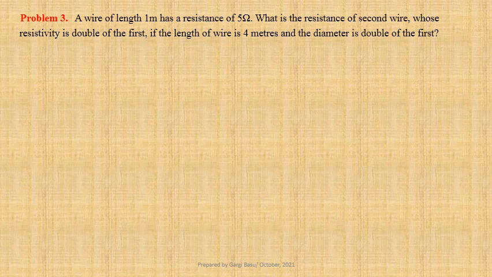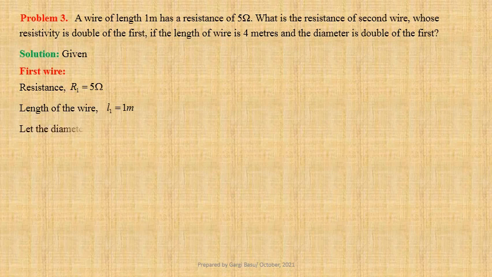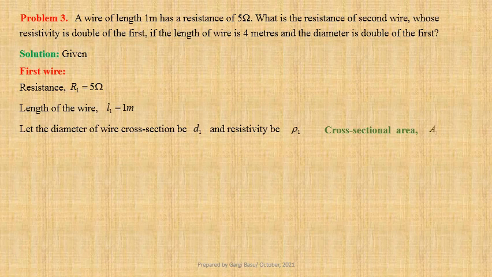Let us first write down the given data. For first wire, resistance R1 equals 5 ohm. Length of the wire L1 equals 1 meter. Let the diameter of wire cross section be D1 and resistivity be rho 1. Now, cross-sectional area of the first wire A1 equals pi by 4 into D1 square. Expression for resistance of the first wire R1 equals rho 1 into L1 divided by A1.